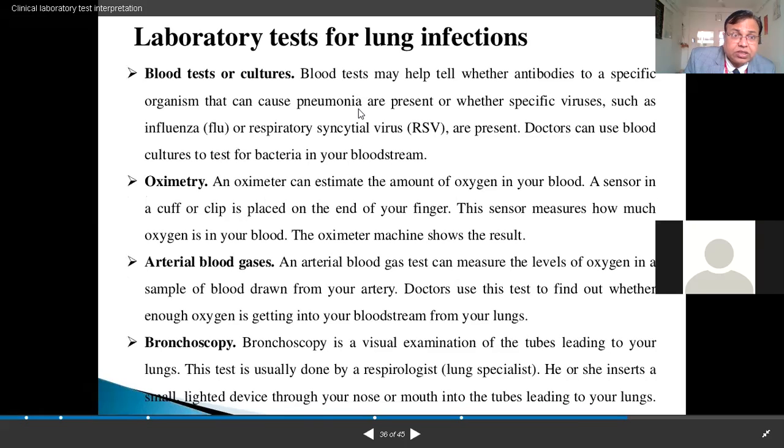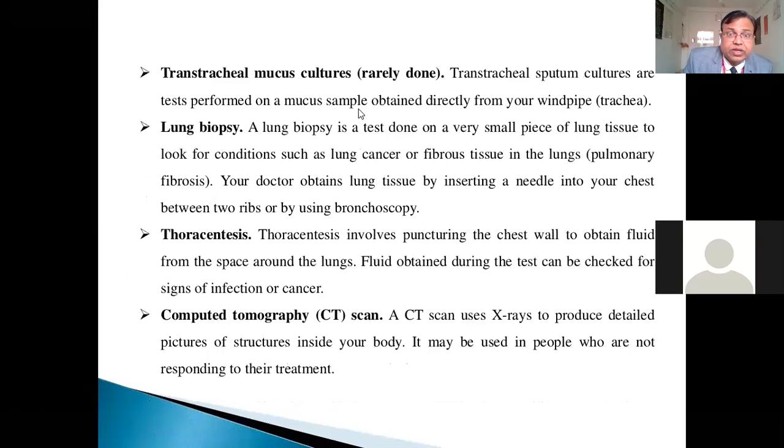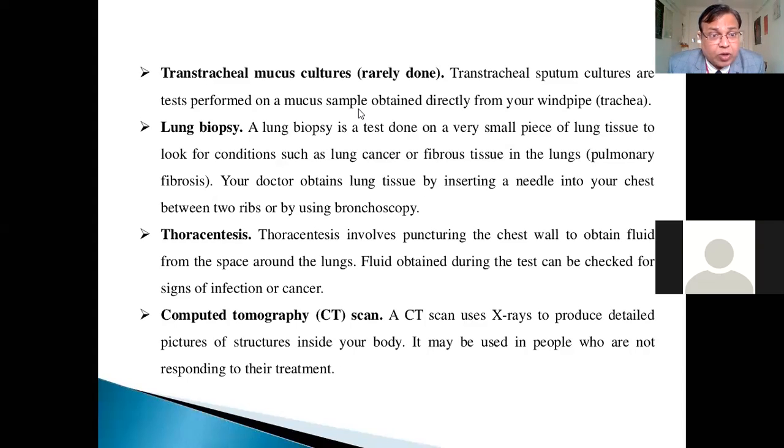These are the laboratory tests for lungs. Now, the next test is the transtracheal mucus culture. Rarely done, this transtracheal sputum culture is performed on a mucus sample obtained directly from your trachea. The sample is taken and cultured in a laboratory to check which kind of infection or which microorganism is responsible for the infection.